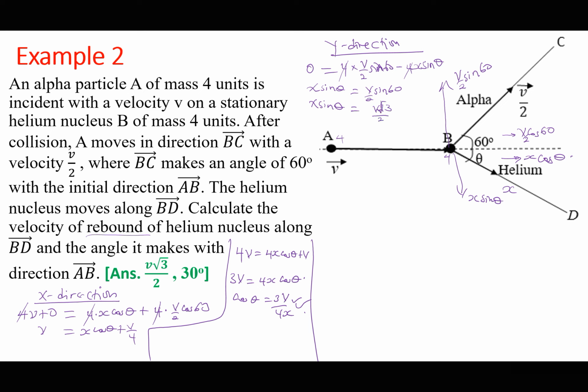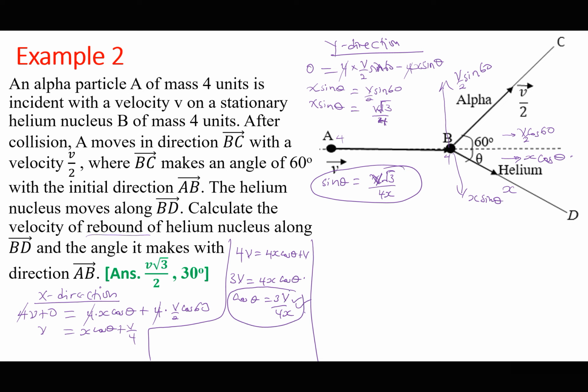If you're not sure, you can press your calculator. V root 3 over 2, or this becomes 4, because sine 60 is root 3 over 2, then times the 2 in the denominator, that becomes 4. So I have that sine of theta is equal to V root 3 divided by 4x. So this is going to be my second equation.